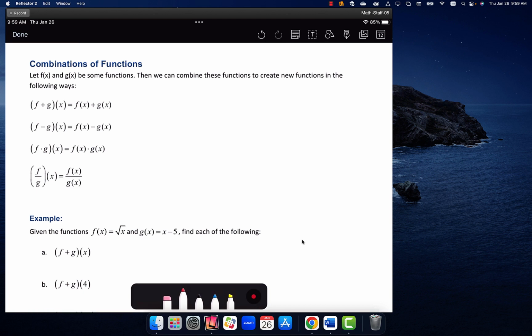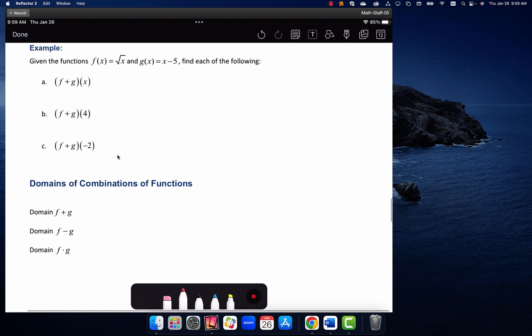Next, we'll look at combinations of functions. Let f and g be some functions. Then we can combine these functions to create new functions in the following ways. So this is just saying that we can add functions. If we have f plus g, we can just add those separately. If we have f minus g, we can subtract those functions, and so on. Operations are okay with functions. Add, multiply, subtract, divide, we can do that.